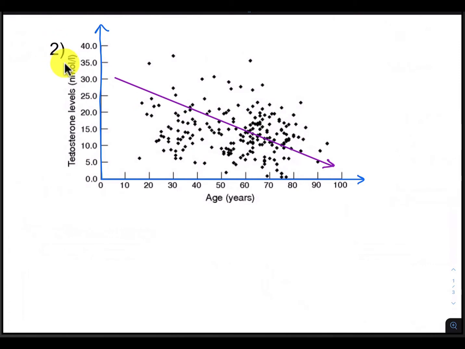Let's take a look at graph number 2. We can see that as the ages are increasing along the horizontal axis, the testosterone levels are decreasing along the vertical axis. In other words, as you move from left to right, the dots appear to be in a downward trend. The downward trend indicates that we have a negative association. Also, the points appear to be pretty scattered, and they are not really close to forming a straight line. Therefore, the association is weak. Putting this all together, we have a weak negative association.